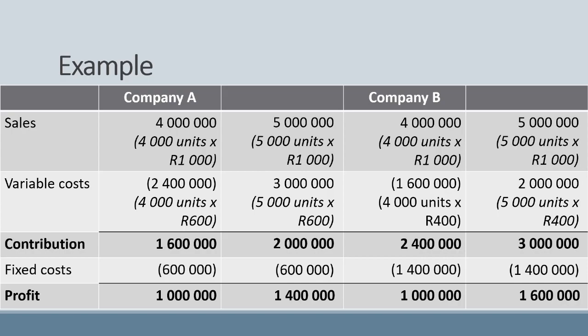Another interesting observation we can make here is that Company A's profit increased by 40%, while Company B's profit increased by 60%. If we take our degree of operating leverage for each company, which remember was 1.6 for A and 2.4 for B, and multiply it by the change in sales, which was 25% for both companies, we arrive at the percentage change in profit of 40% for Company A and 60% for Company B.